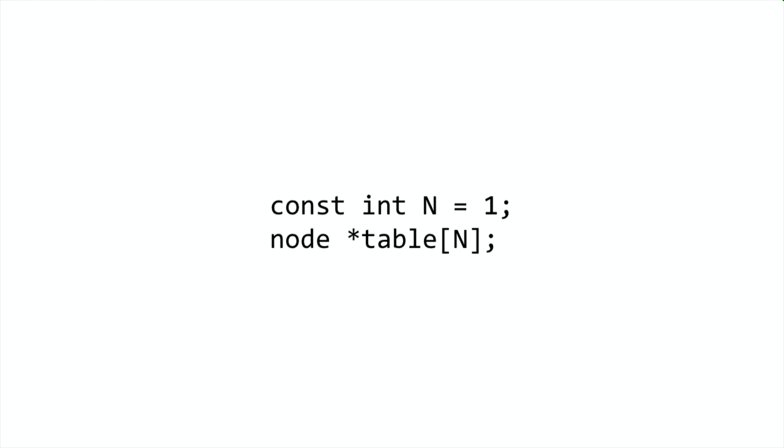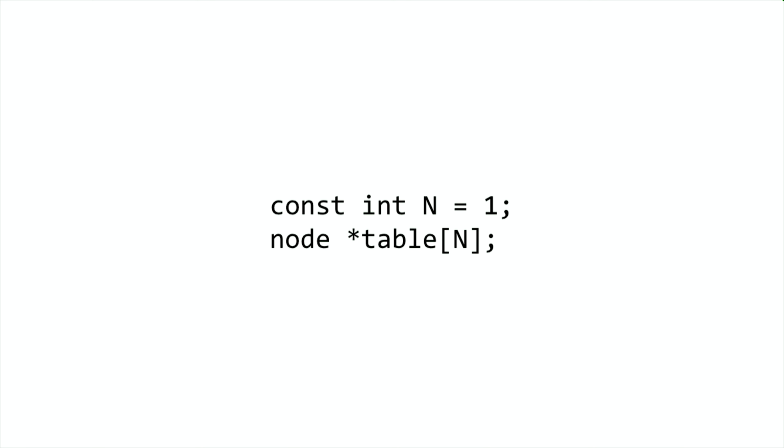In other words, we've defined a constant integer called n, which we've initially set to 1, and now said that table is going to represent our hash table, and it's going to be an array of node pointers, an array where every element in that array is a pointer to a node. Right now, this hash table has only one element in the array. In other words, there's only one bucket in the hash table.